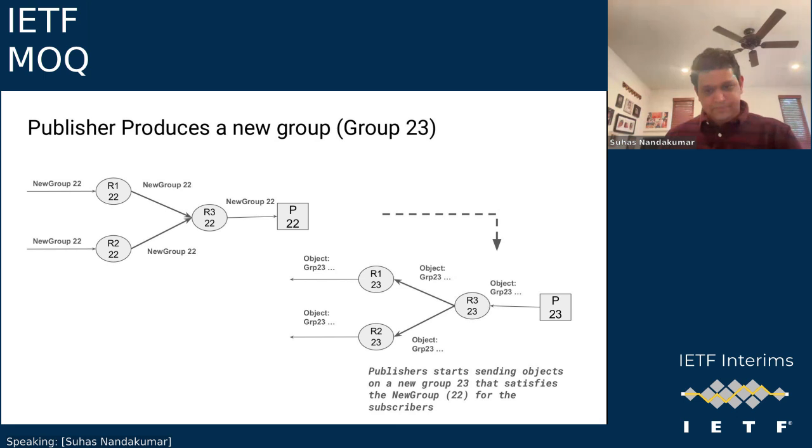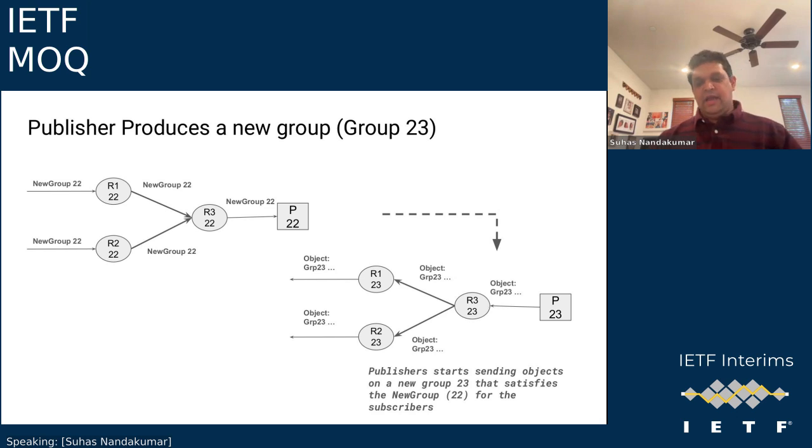And publisher is a happy case where the publisher realizes that the new group needs to be generated. It generates group 23 on the data stream, which flows all the way back from the original publisher to the end subscribers. So there is no new group response or error message.